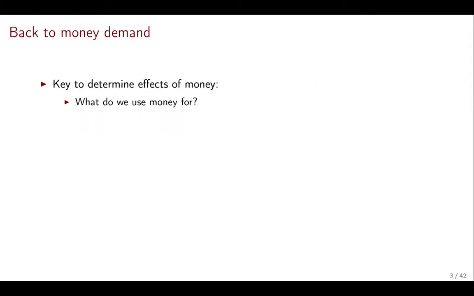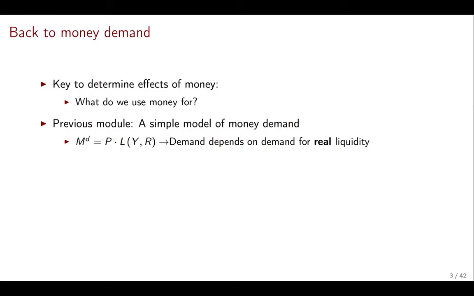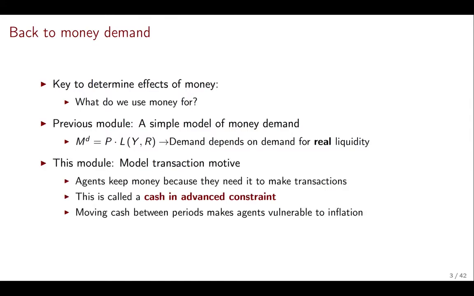Now, the key for modeling it is to go back to money demand. As we said in the previous slide, the key is to determine what we use money for. We need to know what money is used for in order to know what it's going to affect. So in the previous module, we developed a very simple model of money demand, and we said that money demand had certain properties, mostly that it was going to be proportional to the demand for real liquidity, so P times real liquidity, and we knew that real liquidity depended positively on the number of transactions you want to make, that's the Y, and negatively on the nominal interest rate.